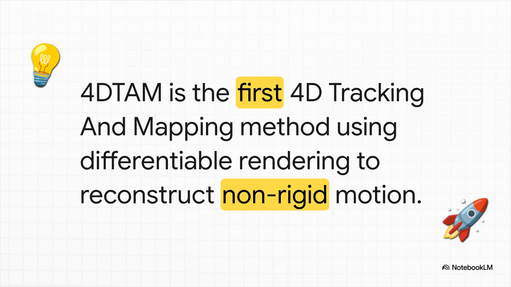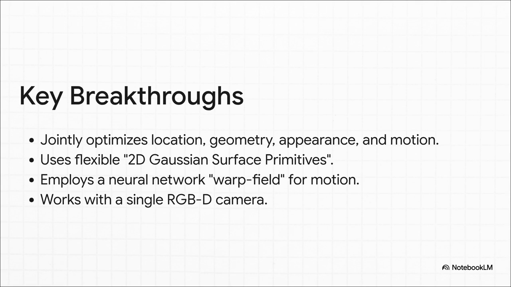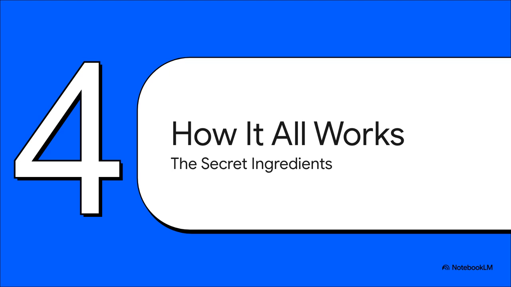It's brilliant. And this approach leads to a few huge breakthroughs. First, it solves for everything at once: camera position, the shape of things, their color, and how they're moving. Second, it doesn't see surfaces as a collection of rigid points. It uses these flexible, almost stretchable disks called 2D Gaussians. Third, it uses a neural network to actually learn the rules of the motion in a scene. And maybe the most incredible part, it does all of this with just a single off-the-shelf depth camera in real time. So how on earth does it actually pull this off? Well, let's break it down.